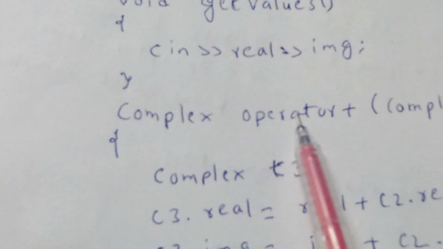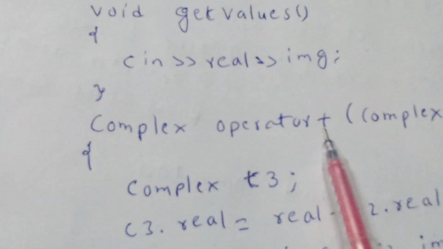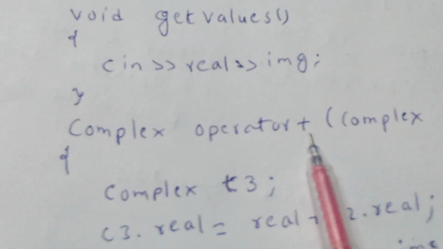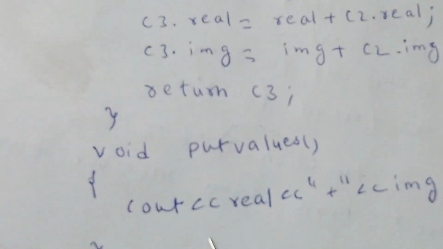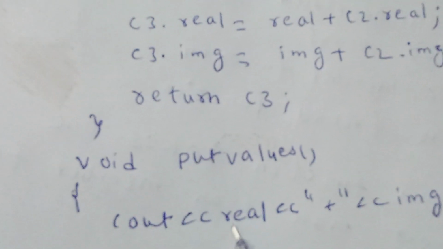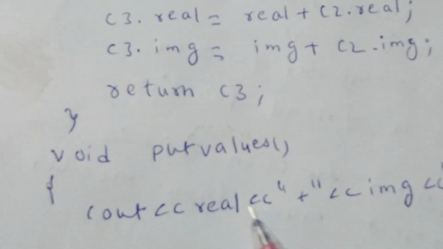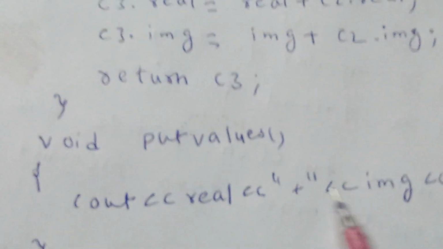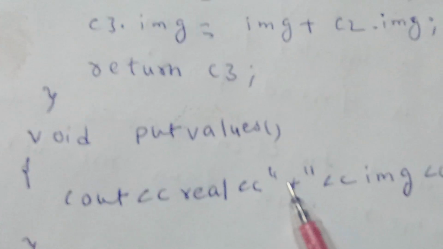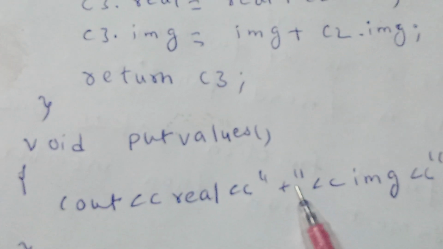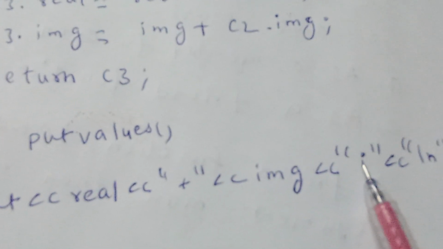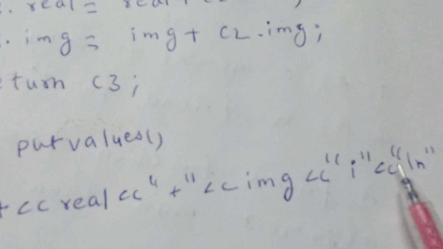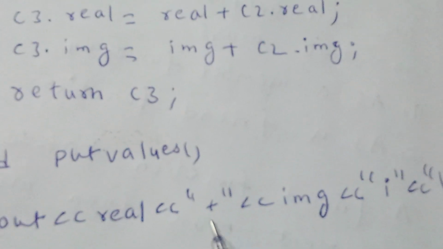Next one is the overloaded function, operator plus. I will explain it just now. The third one is putValues. This is used to display the values of the data members real and img. So we are displaying real, the symbol plus, the value of img, a string i and a null object. This is just for displaying the answer.